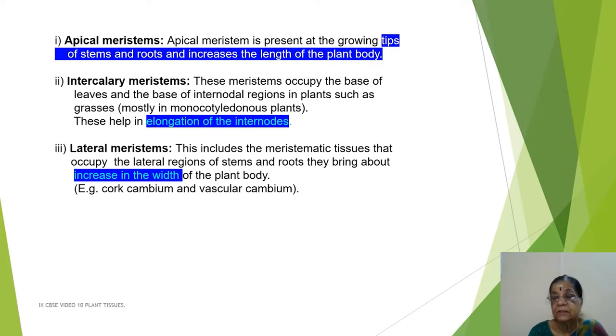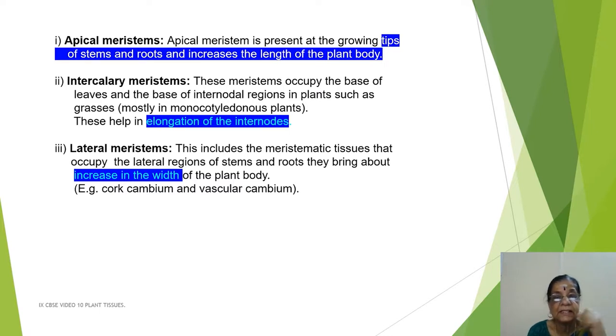We eat corn, maize, right? In that, the leaves cover the stem like that. That is right. Elongation: they help in elongation of the internode. And lateral meristem includes tissues that occupy the lateral regions of stem and root and bring about increase in width, girth, that is as cork cambium and vascular cambium.